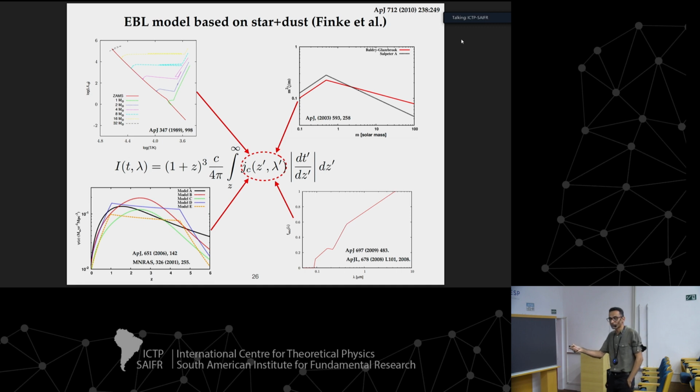So if stars are a big part of this radiation, which, by the way, I haven't given a name so far, we call it EBL, extragalactic background light, basically to differentiate from CMB and stuff like that. But of course, if the stars are a big part of these sources, you have to know how stars evolve in time, how they are born, how they move along the HR diagram. So that's one thing that you need.